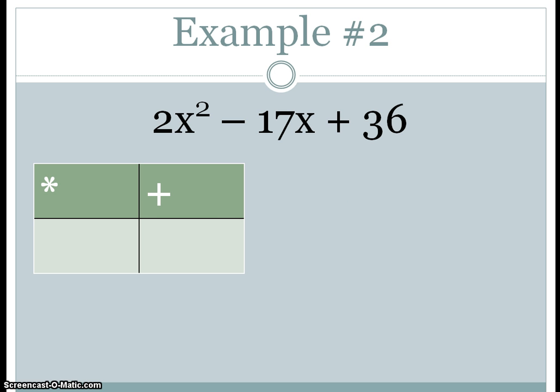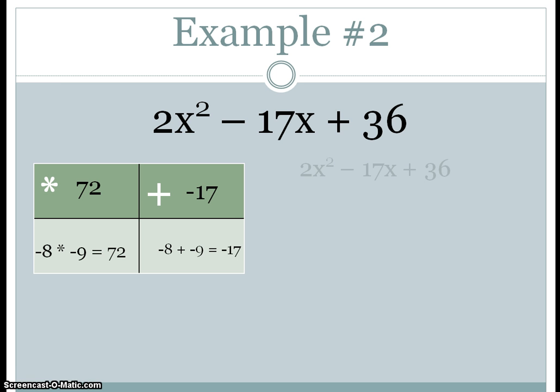Let's do another example. In this one we have a value in front, so we're going to make sure we multiply 2 times 36, we get back 72. On the right hand side it'll be negative 17 because b is always on the right. Now since b is negative, and the a times c is positive, we have to make sure the two numbers are negative in order to get back the positive 72 when we multiply, but a negative when we add them. So in this problem, the two numbers would be negative 8 and negative 9, because negative 8 times negative 9 is positive 72, and negative 8 plus negative 9 is negative 17.